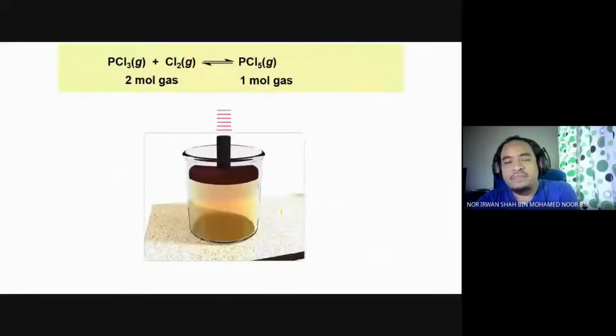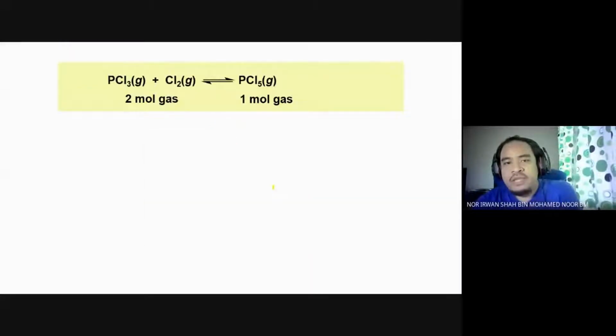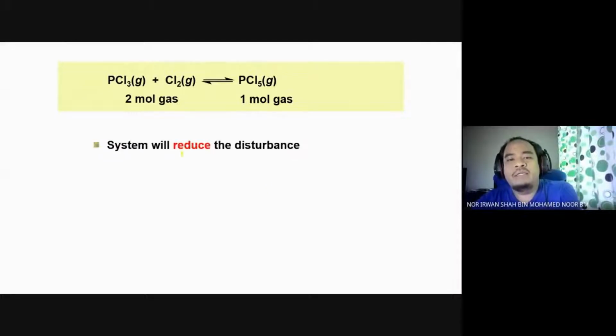You must be very clear that the disturbance is decreasing volume. When the volume is decreased, pressure increases. So what will the system do? The system needs to reduce this increased pressure. The system will reduce the disturbance. So how will the system reduce this disturbance?